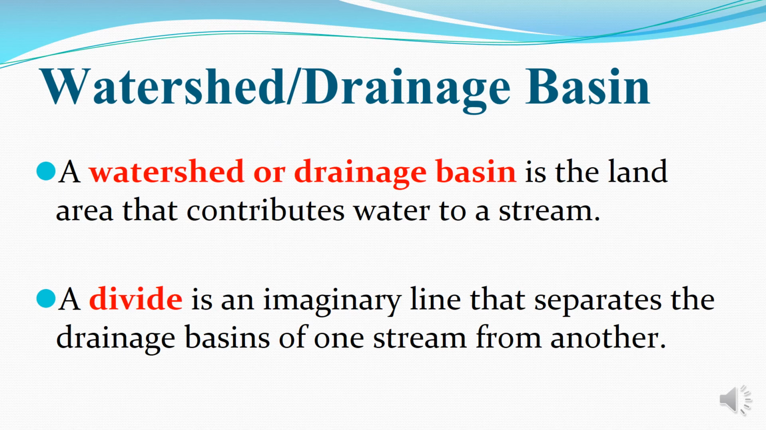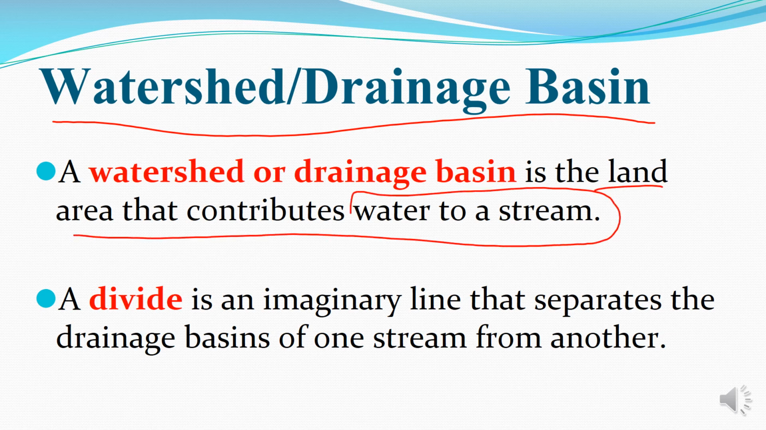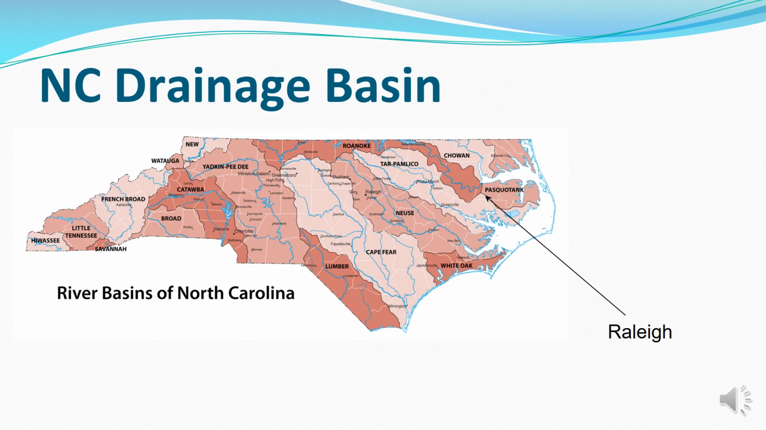So, watershed and drainage basin. A watershed or drainage basin is the land area that contributes water to a stream. Okay, so it contributes water to a stream. A divide is an imaginary line that separates the drainage basins. Just like if you divide something, we put a line to separate. So this is the same thing. So, NC drainage basins. As you see here, Raleigh is over here. Not saying that's what Raleigh is. It's just that these are the drainage basins.